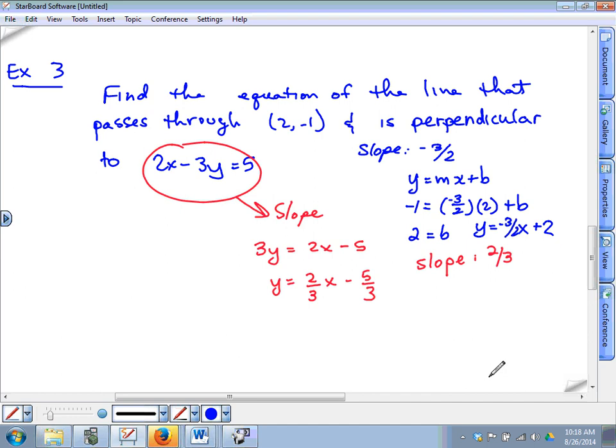If it's a horizontal line with a slope of 0, then it's just y equals a constant, like y equals 10 or y equals negative 2. That's a horizontal line. Okay. Parallel lines have the same slope. Perpendicular lines have slopes that are opposite reciprocals.